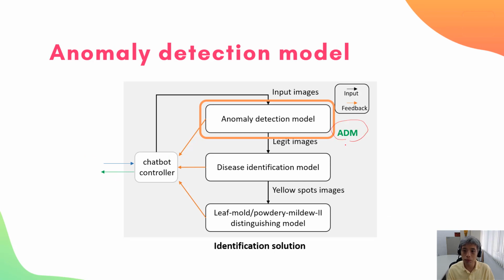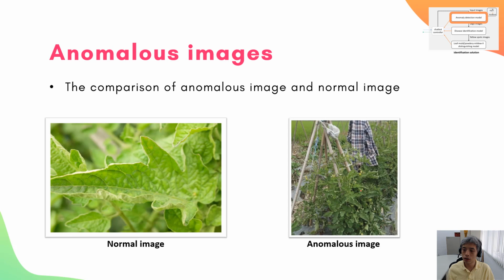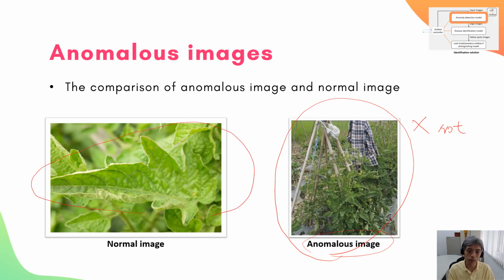So let's check the anomaly model. We know in the field, when the farmers take a picture, they don't necessarily take the picture that you want. They may take a picture like this, where you can see there's a bush over there and some clothes over there too. This is not the image that we want, so we call this an anomalous image. What we want is an image that contains a leaf, and this is called a normal image. That's the purpose of this anomaly detection model. The model wants to exclude the images that we don't want.